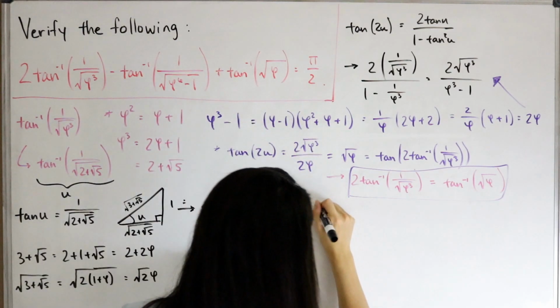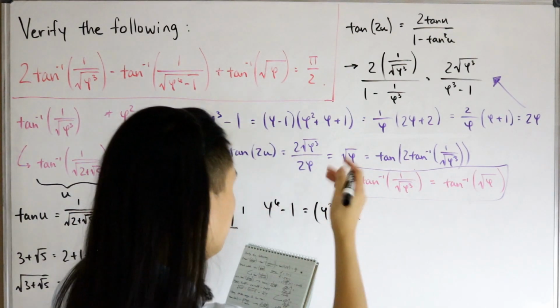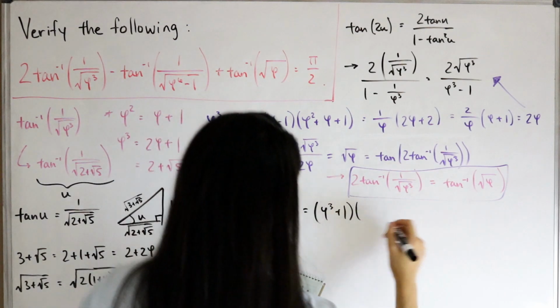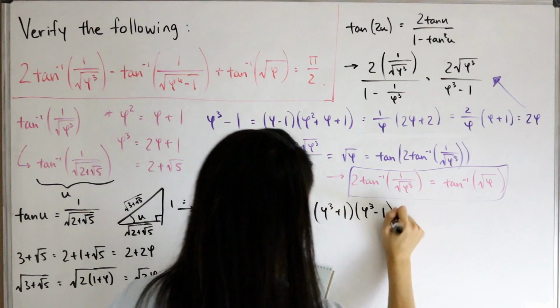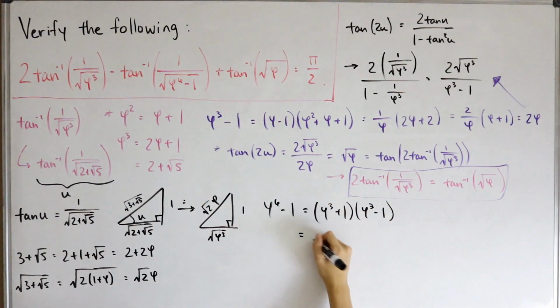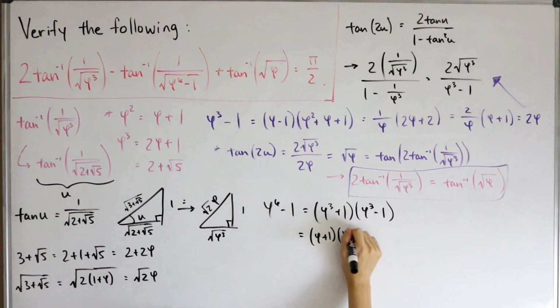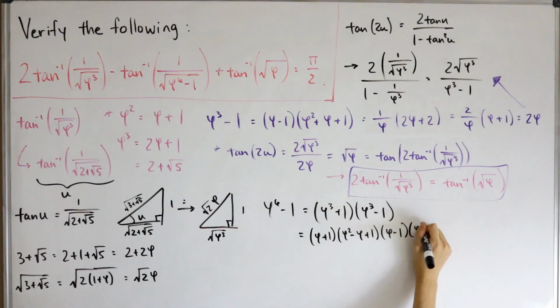So I have phi cubed plus 1. It's like a difference of squares, but instead it's the cubic exponent. And then phi cubed subtract 1. Okay, with that, we can decompose this even further. So what I have now is going to be phi plus 1, multiplied with phi squared subtract phi plus 1, multiplied with phi subtract 1, multiplied with phi squared plus phi, and then plus 1.